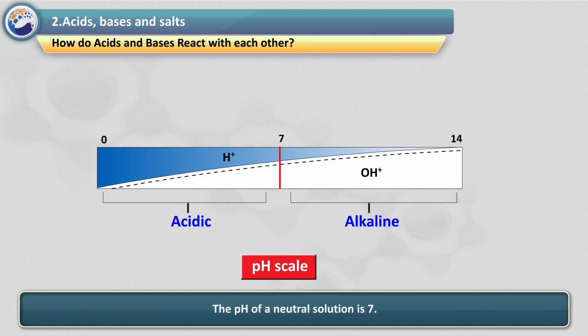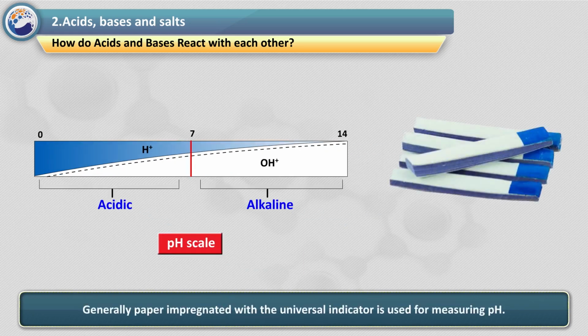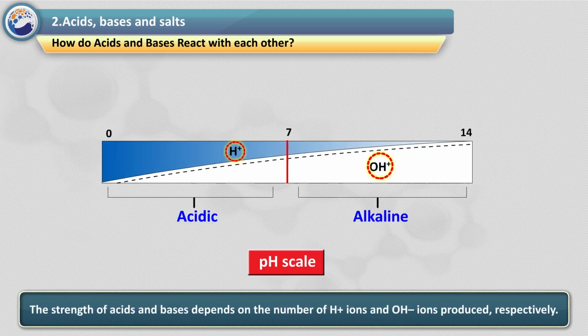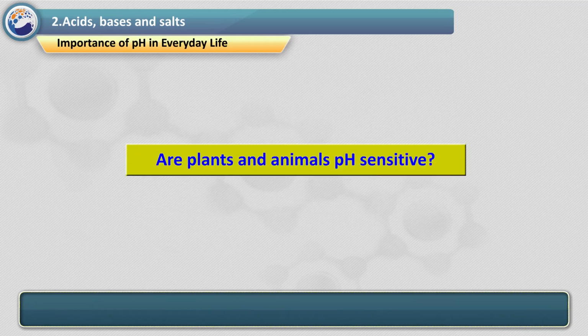The pH of a neutral solution is 7. Values less than 7 on the pH scale represent an acidic solution. As the pH value increases from 7 to 14, it represents an increase in OH- ion concentration in the solution, that is, increase in the strength of alkali. Generally, paper impregnated with the universal indicator is used for measuring pH. The strength of acids and bases depends on the number of H+ ions and OH- ions produced, respectively. If we take hydrochloric acid and acetic acid of the same concentration, say 1 molar, then these produce different amounts of hydrogen ions.